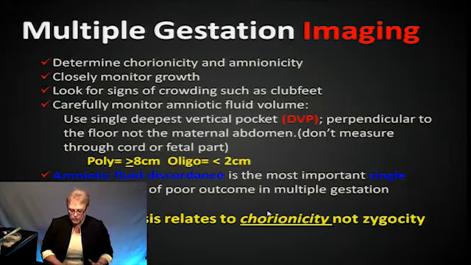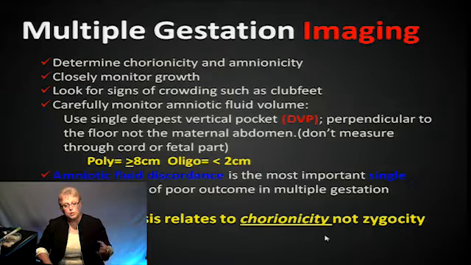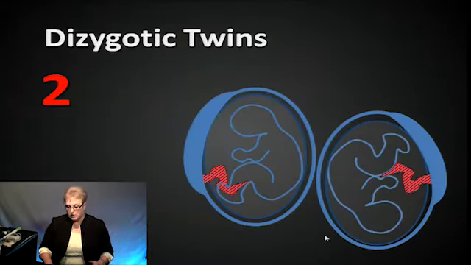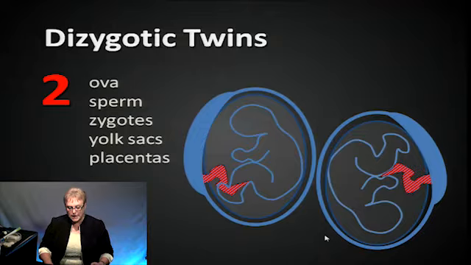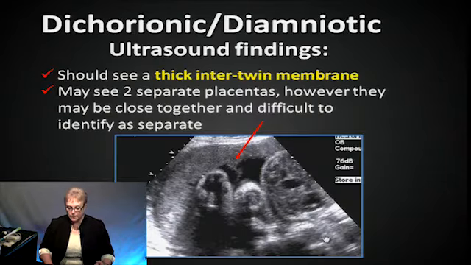So twin prognosis, again, is related to the chorionicity, not the zygosity. So it's really about what is the placenta, what is the blood supply, what does this baby have providing for the nourishment. So move over to dizygotic twins. Dizygotic twins have 2 ova, 2 sperm, 2 zygotes, 2 yolk sacs, 2 placentas, 2 chorions, 2 amnions. Ultrasound findings that we see with dichorionic diamniotic twins, they should see a thick intertwin membrane.